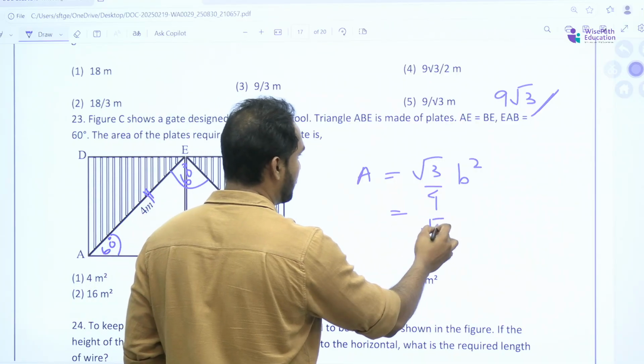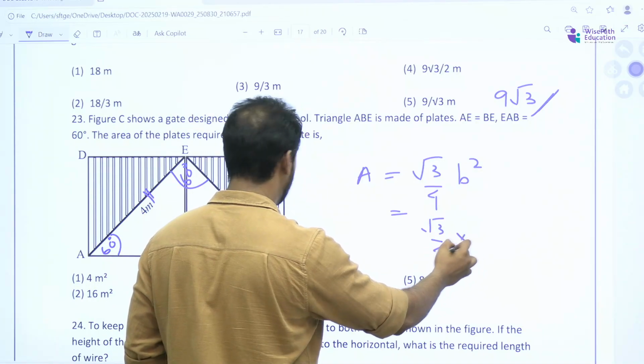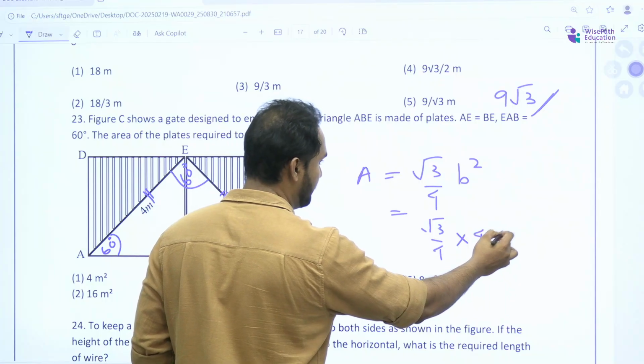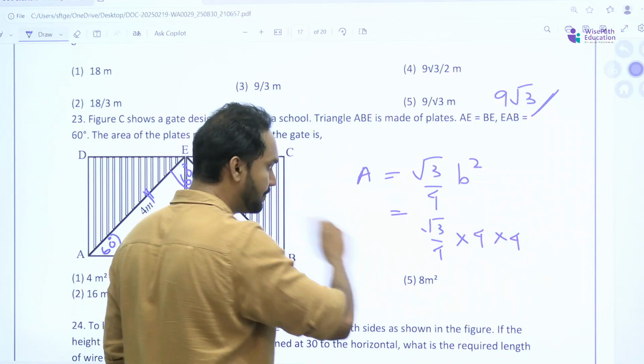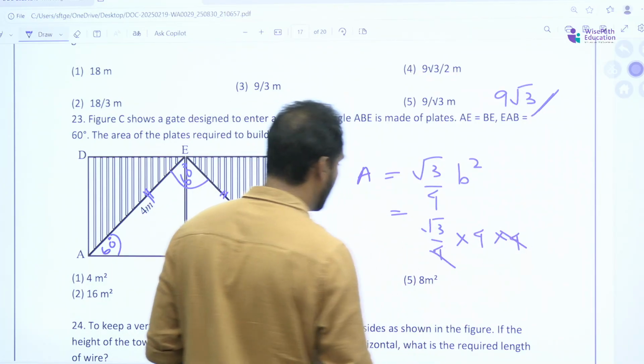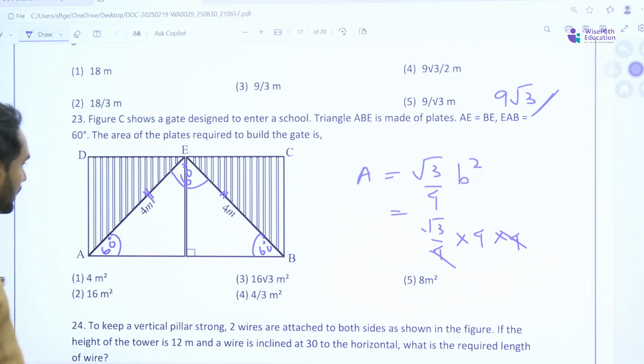So that will be root 3 over 4, b is 4 and its square, that is 4 into 4. So 4 and 4 cancel out. 4 root 3, right? The answer should be 4 root 3 square meters.